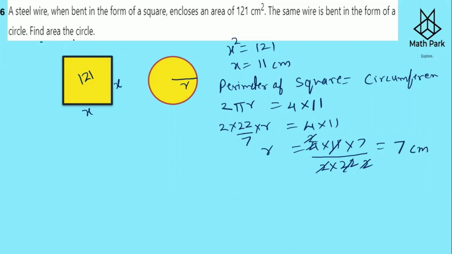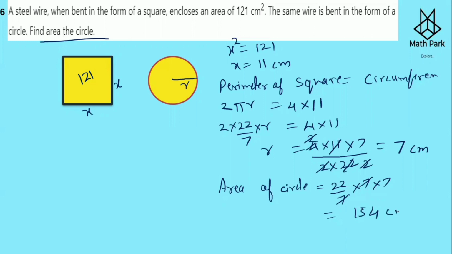Now you are asked to find the area of the circle. Area of circle is equal to pi r square, which is 22 by 7 into 7 into 7. 22 times 7: 7 twos are 14, carry 1. 7 twos are 14 plus 1, 15. So 154 centimeter square is the area of the circle.